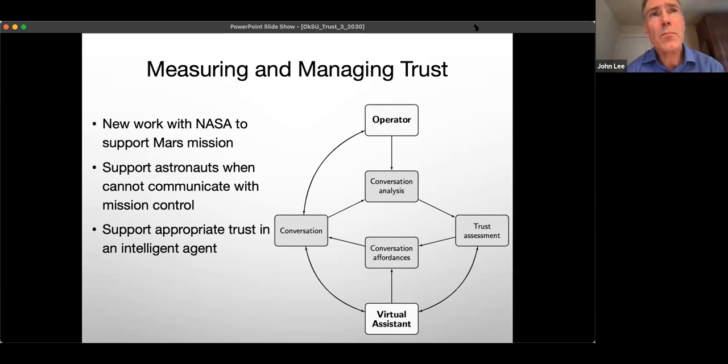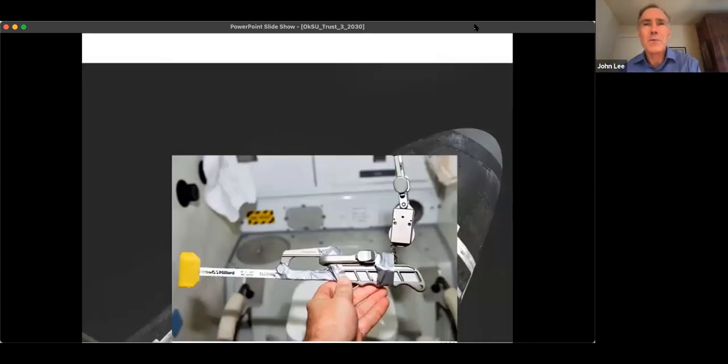So I'll finish very briefly with some work that we're working on with NASA. So this is new work with NASA where we're looking at how astronauts interact with virtual assistants on deep space missions. So here we're trying to manage and measure trust in a virtual assistant by looking at how they speak to the virtual assistant, using conversational analysis to assess trust, and then use that to govern the conversational affordances with the virtual agent, and then induce maybe shifts in the virtual agent to repair the trust that might have been lost by the operator, or to temper the trust of the operator if the operator's trust is too high.